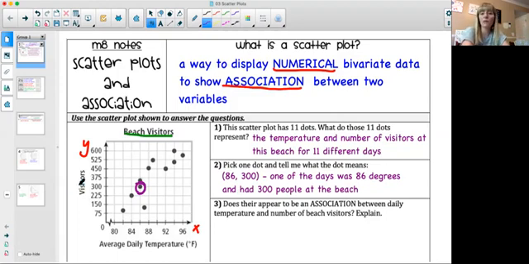And we could go through and we could give all the specific data for all 11 dots. But just to make sure you understand, each dot shows me what's happening on a different day, and each dot actually is bivariate. It gives me two variables of information, the temperature and the number of visitors. Now, here's this keyword here. Does there appear to be an association between daily temperature and number of visitors?